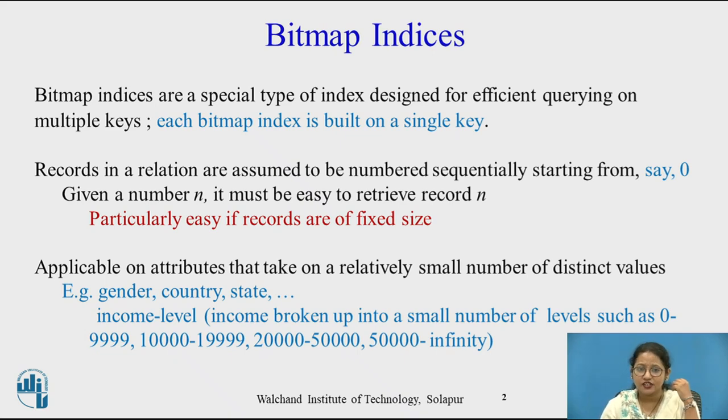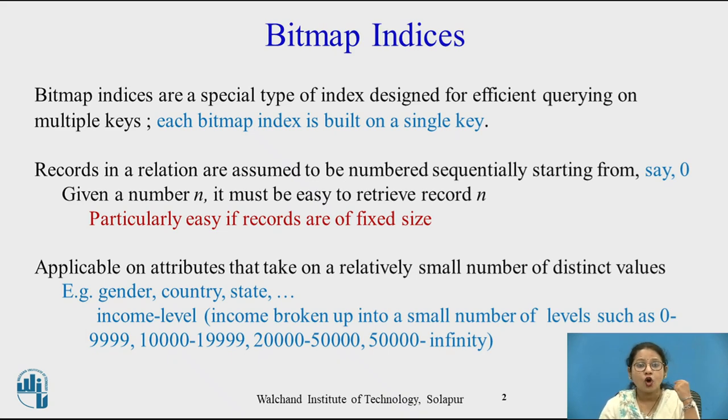Records in a relation are assumed to be numbered sequentially starting from say 0. Given a number n, it must be easy to retrieve record n, and particularly easy if the records are of fixed size. So, in its simplest form, a bitmap index on the attribute A in the relation R consists of one bitmap for each value that A can take.